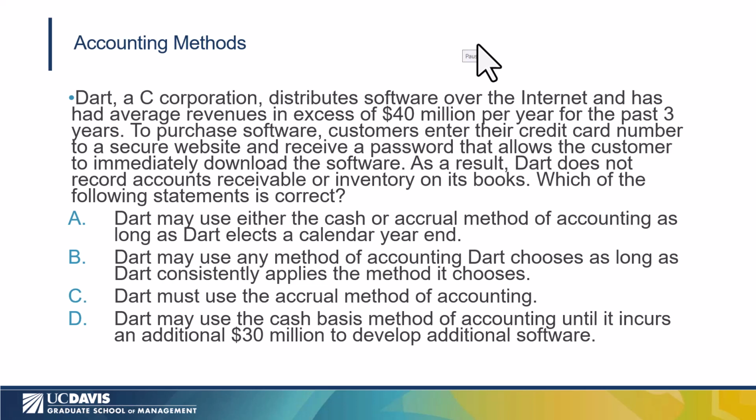Okay. So the answer here is C. DART must use the accrual method of accounting. Why is that true, right? Why is he not eligible to use cash or any other method? Well, his revenues are in excess of $40 million per year for the past 3 years, and DART is a C corporation. So as a result, there is no situation in which they're eligible to use the cash method.